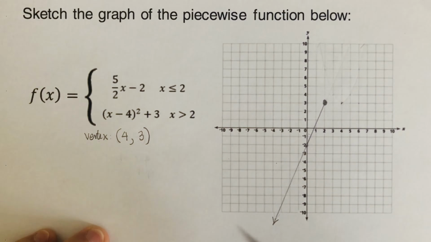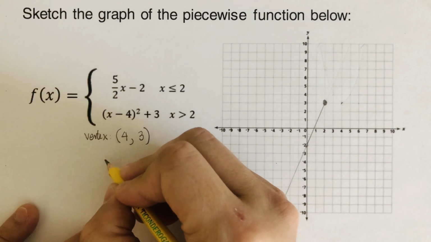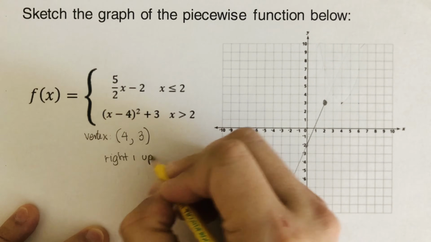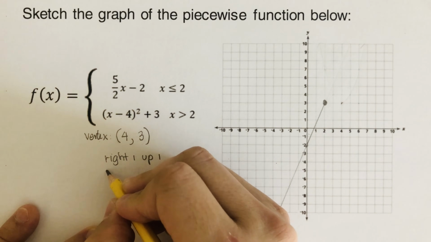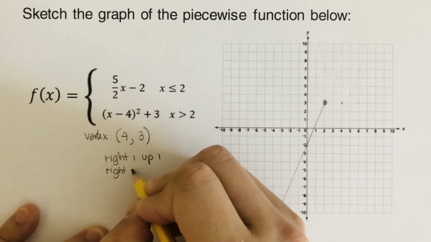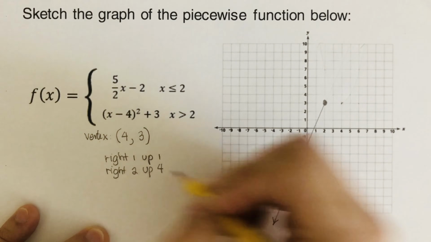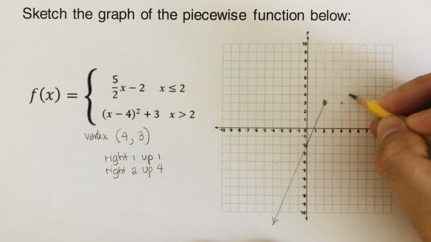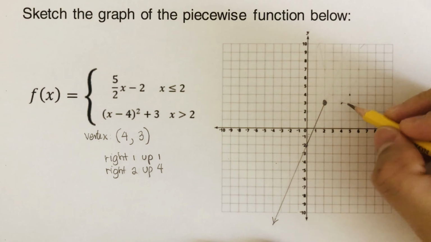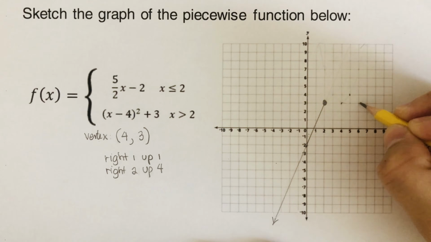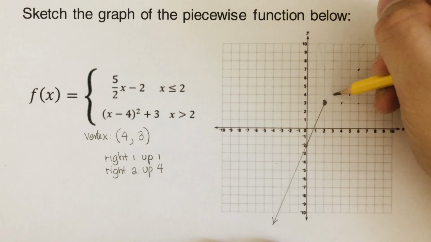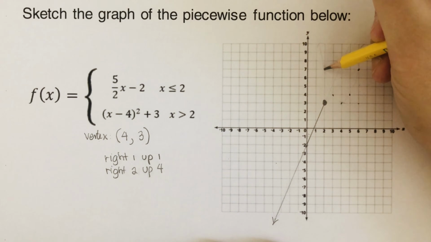That's the vertex. And then to get to the other points, from the vertex, we go right 1, up 1. And then from the vertex, we go right 2, up 4 to get to the other point. So right 1, up 1. And then to get to the next point would be right 2 from the vertex. 1, 2, 1, 2, 3, 4. So it's going to be over here and then reflect it across. So this is the other dot and this is the other dot right here.